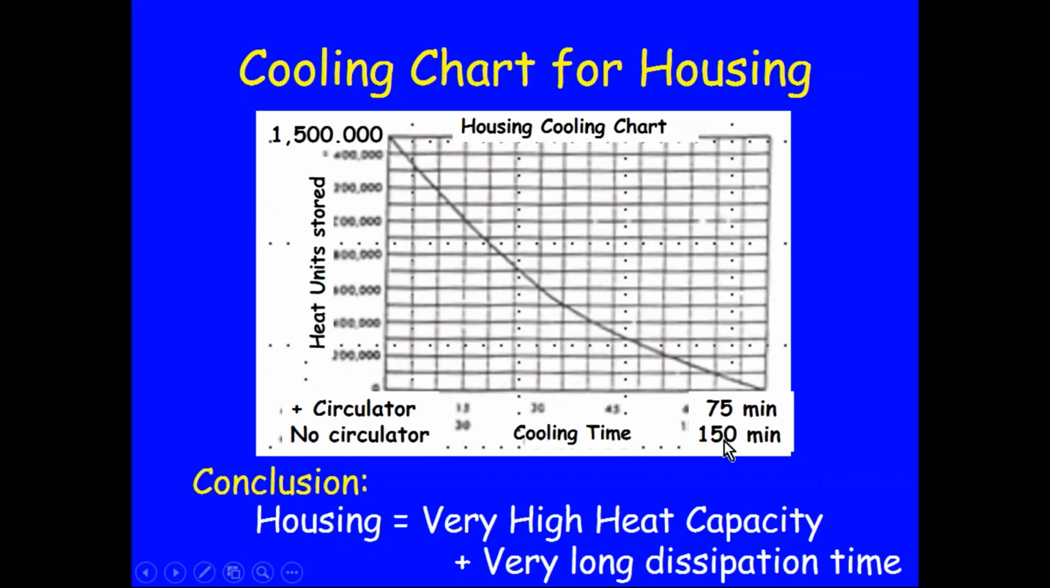Don't have to remember the numbers. But again, I want to emphasize the concept and the idea, or the lesson. Lesson number 1 was housings get a lot more beating and can still keep themselves together. The number 2, it takes a long time for the housings to cool off. And those are the 2 main lessons.